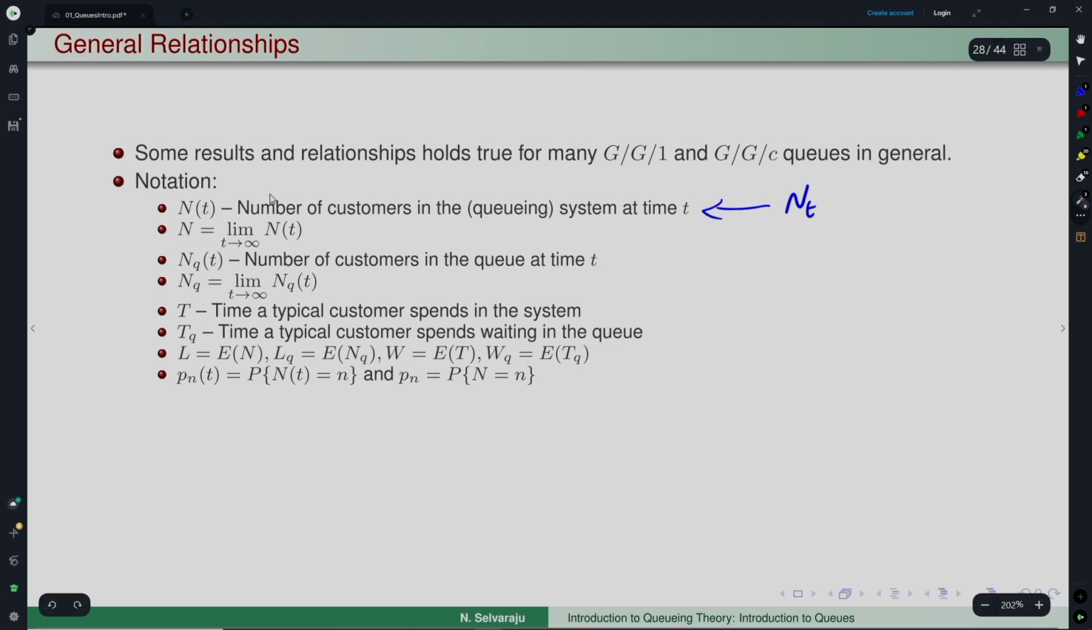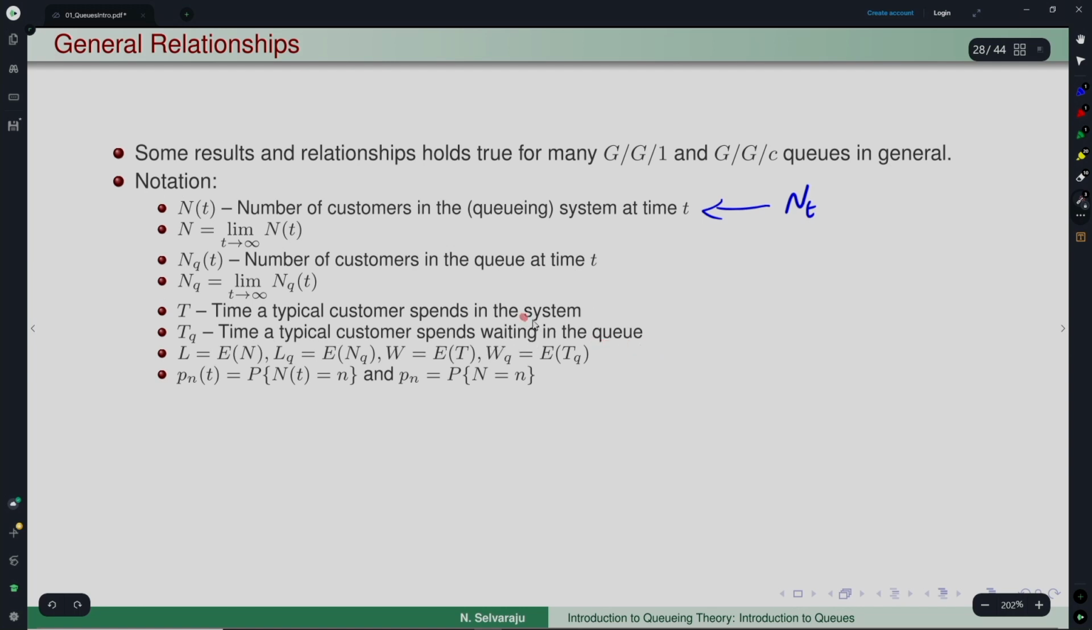As opposed to the number in the system, if I am looking at the number in the queue, the notation would be N subscript q of t, which means the number of customers in the queue, excluding the ones that are currently getting served at time t. Its limiting quantity is simply N_q. And T will be the time a typical customer spends in the system. T_Q is the time a typical customer spends waiting in the queue.